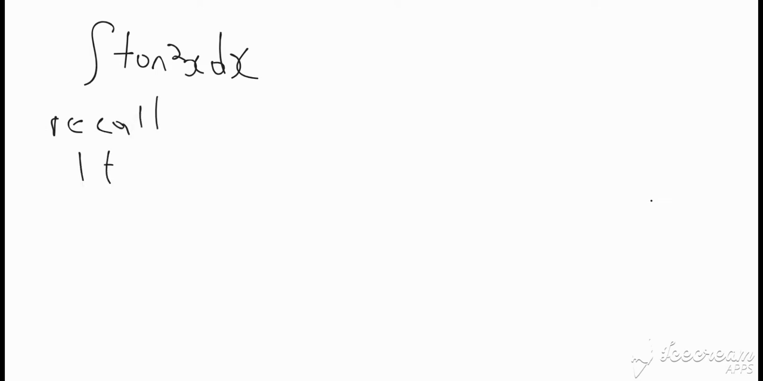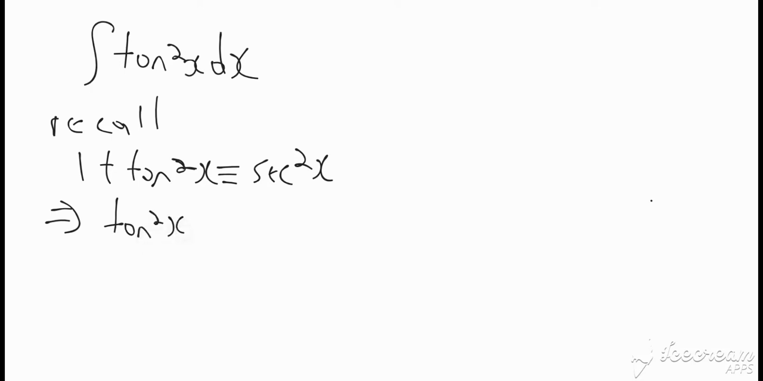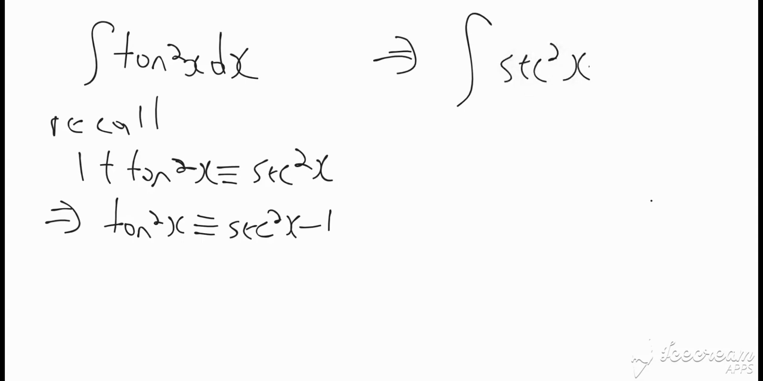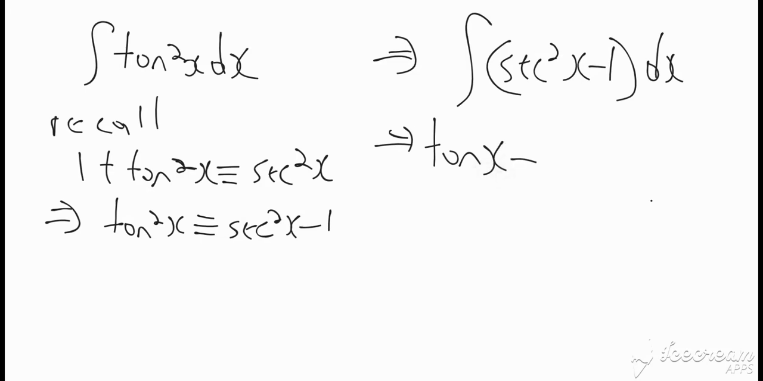that 1 plus tan squared x is equivalent to sec squared x, which means that we can actually transpose this identity for tan squared x. So we could say that tan squared x is equivalent to sec squared x minus 1. So it means now that the integral is going to become the integral of sec squared x minus 1 dx. We know that when we integrate sec squared x, we get tan x, and when we integrate 1, we get x. And don't forget your constant of integration, so we have plus c.